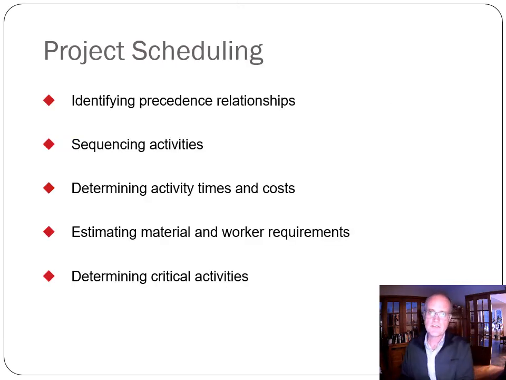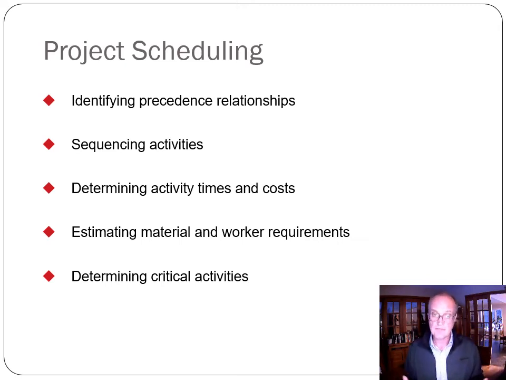So there are some key steps in project scheduling. The first is identifying precedence relationships. And precedence relationships means that one task cannot happen until another task has been completed. So you can't brush your teeth without putting toothpaste on your toothbrush. And so precedence relationships establish the critical sequence of activities within the project, and the activities that can't happen simultaneously.